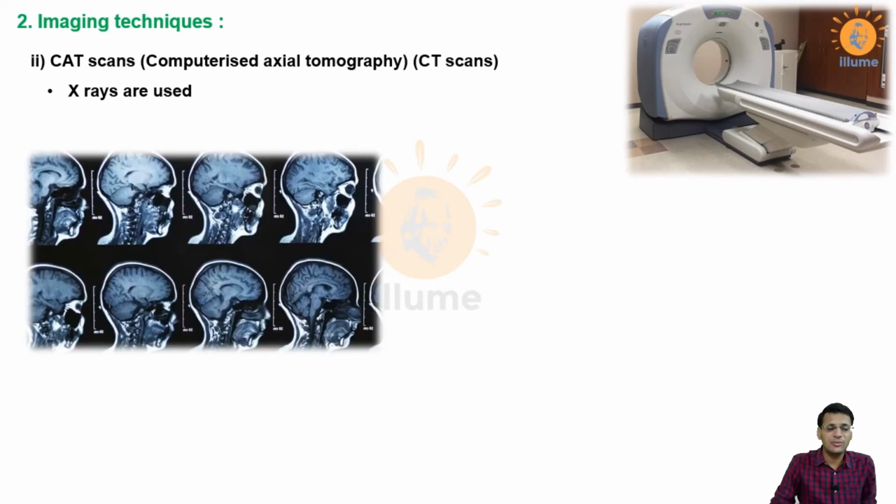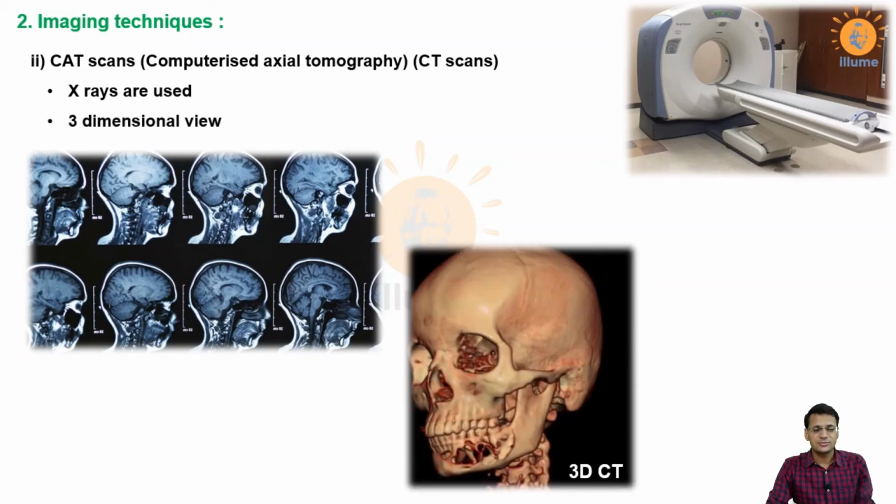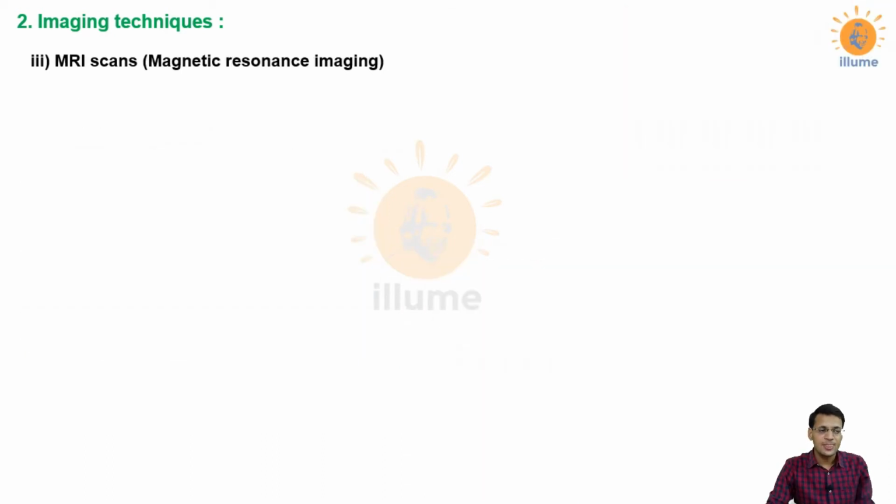As you can see, multiple images of a particular tissue in different planes and in different sections, so it always provides a three-dimensional view. Now the latest techniques enable us to produce a very good three-dimensional image. As you can see in this picture, this is a three-dimensional view of the entire skull, and you can clearly make out the hollowness in the left mandible portion, which indicates a pathology associated with the mandible.